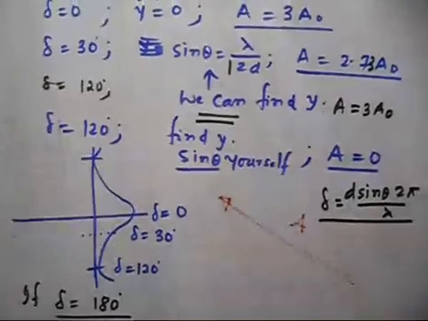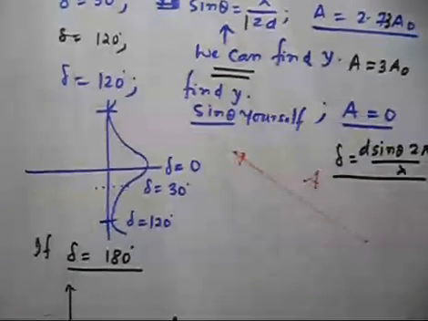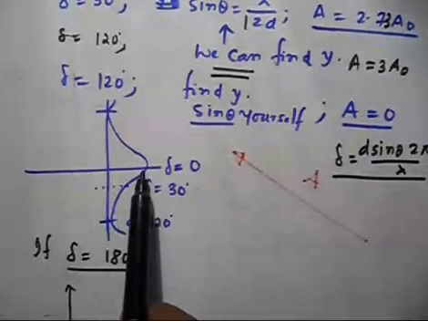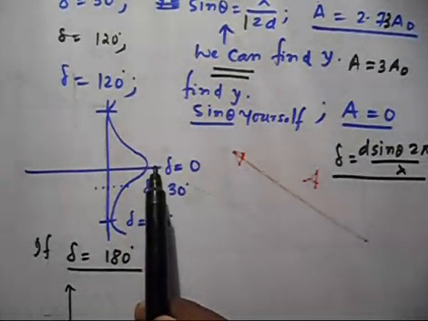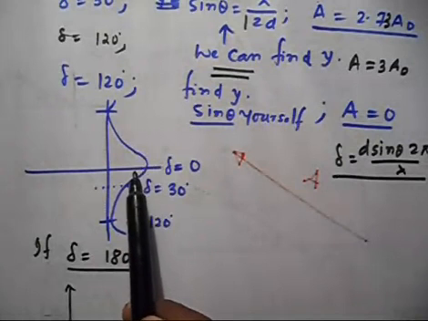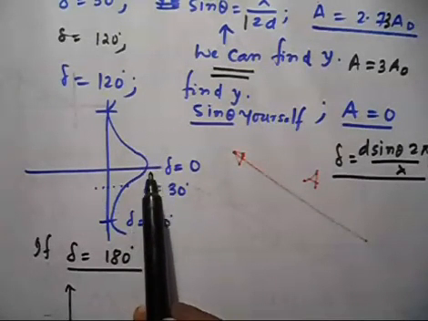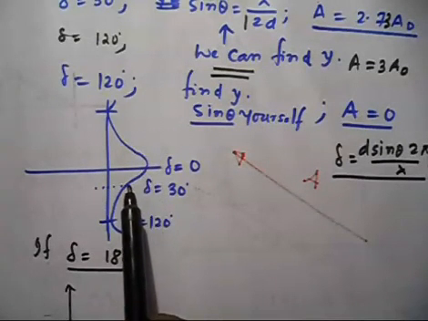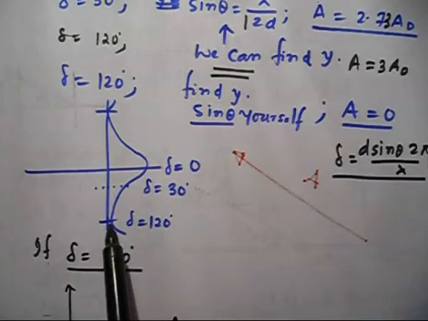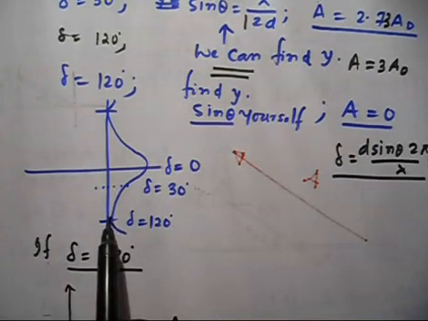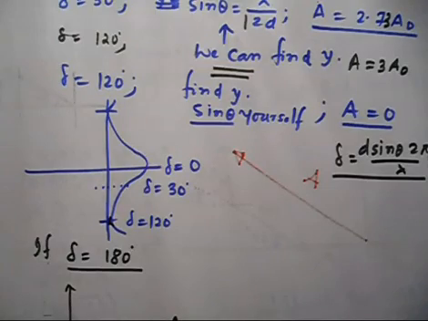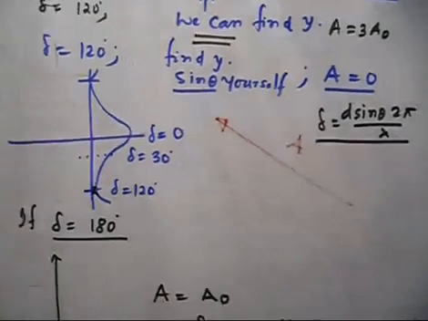Now you see, I can plot a diagram something like this. When delta is 0 degree, the amplitude is 3 A naught, so intensity, which is proportional to amplitude square, is something like 9 times I naught. Now when delta is 30 degree, intensity is lower, and when theta corresponds to 120, intensity is basically 0. So now let us calculate one more.